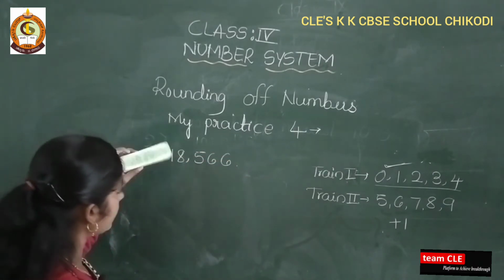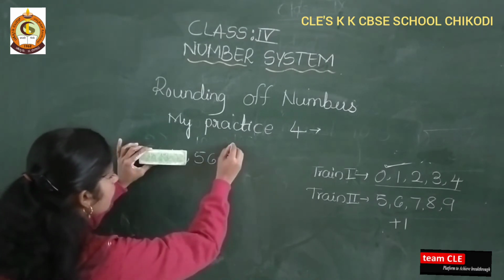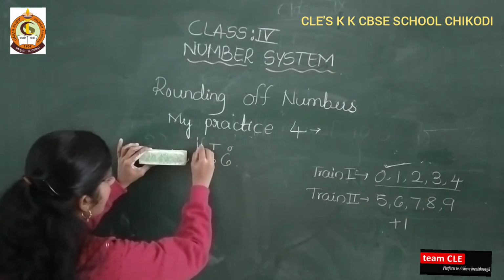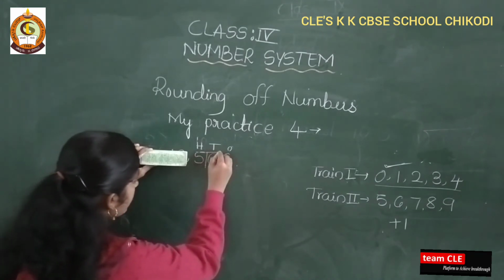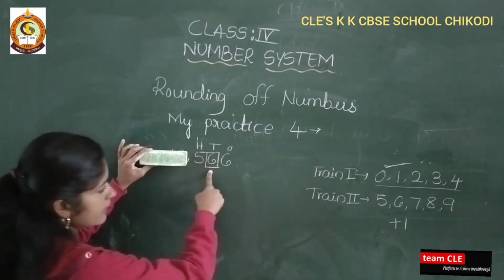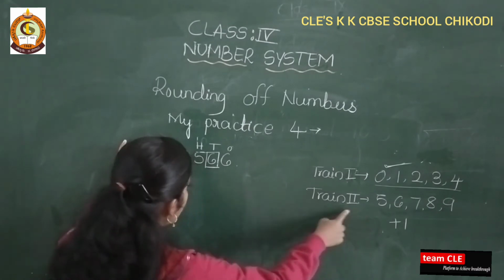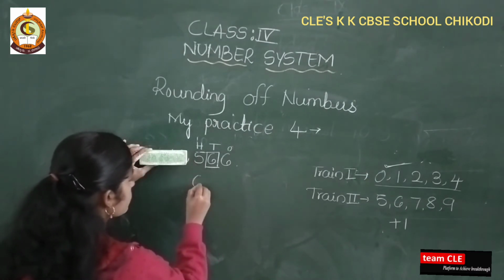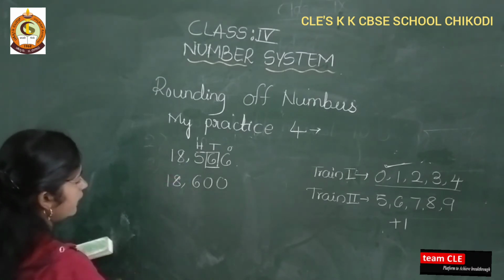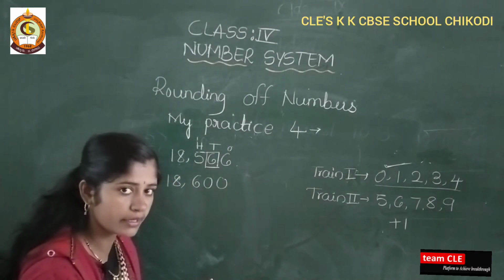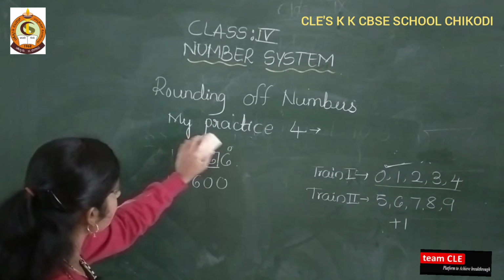18,566. Again you hide these ones, tens, hundreds. Ones, tens and hundreds. You see the tens place. Okay, 6 is there. 6 is there in tray number 2. So you need to add 1 here. So this becomes 600 and you write the remaining digits also. 18,600. Okay, next question is there.